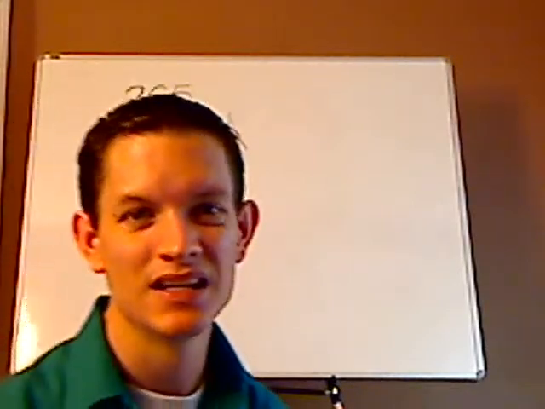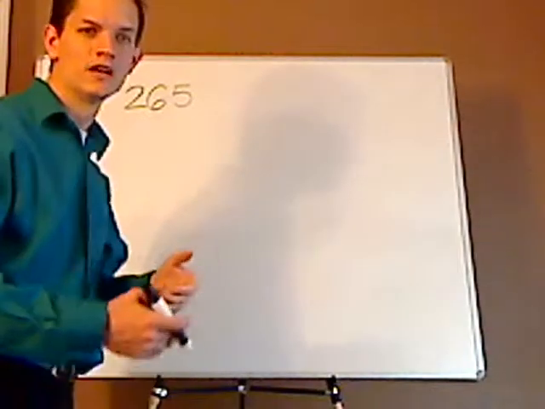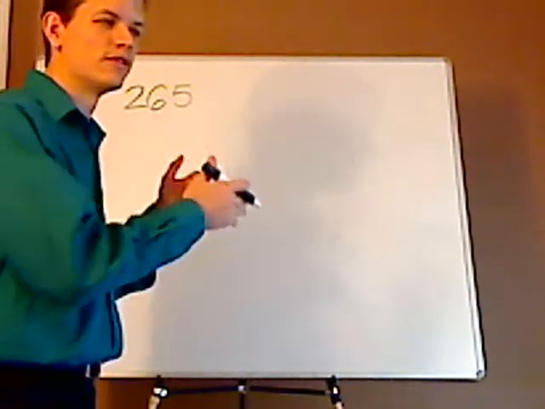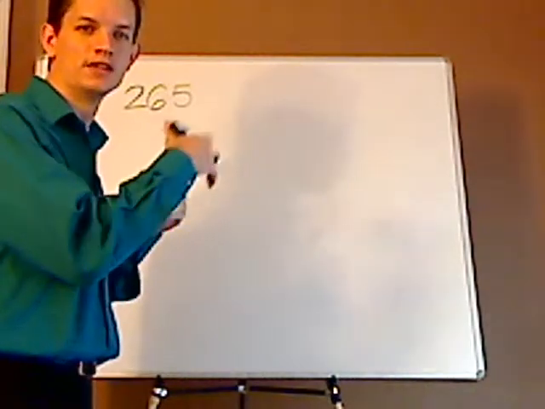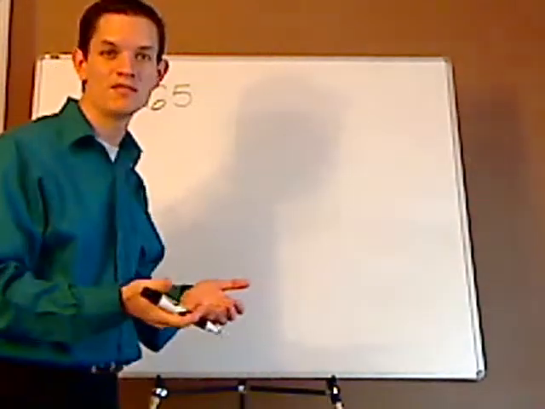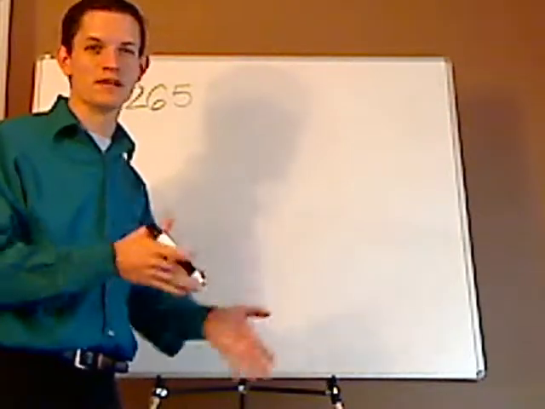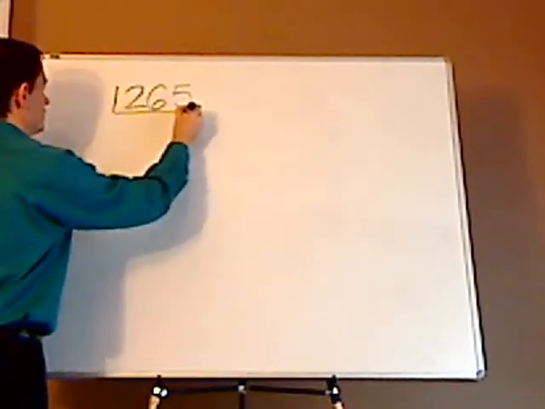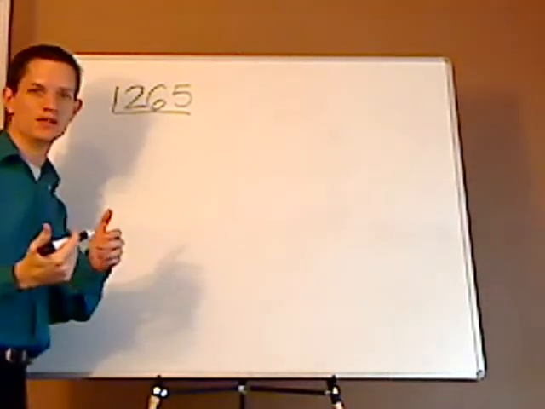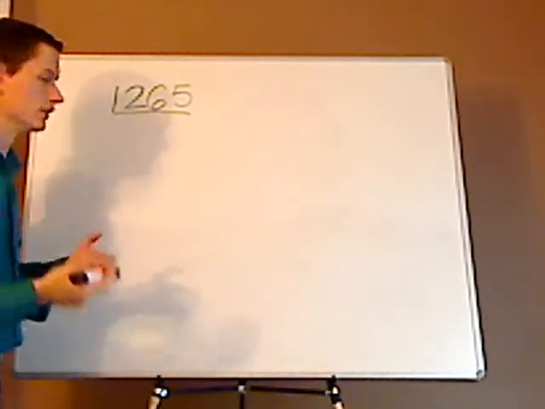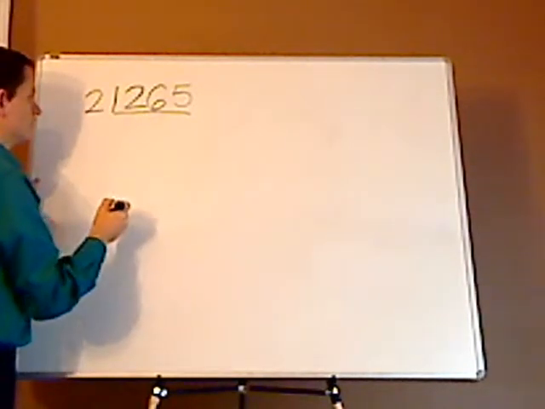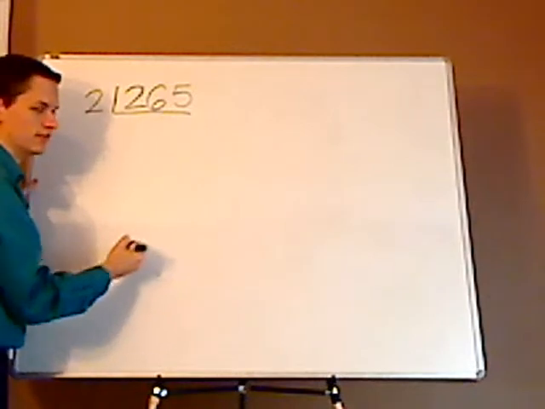Alright, finding the binary number is a little more difficult. Converting from binary to a decimal base 10 numbering system is a piece of cake. This, on the other hand, can be a little bit more difficult because what you're going to be doing is dividing it. That's the strategy. So you keep on dividing it by 2 until you break it down to 0.